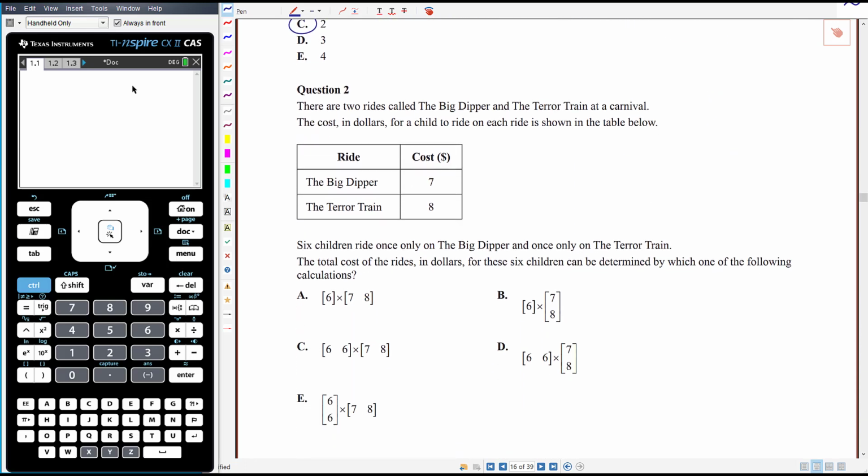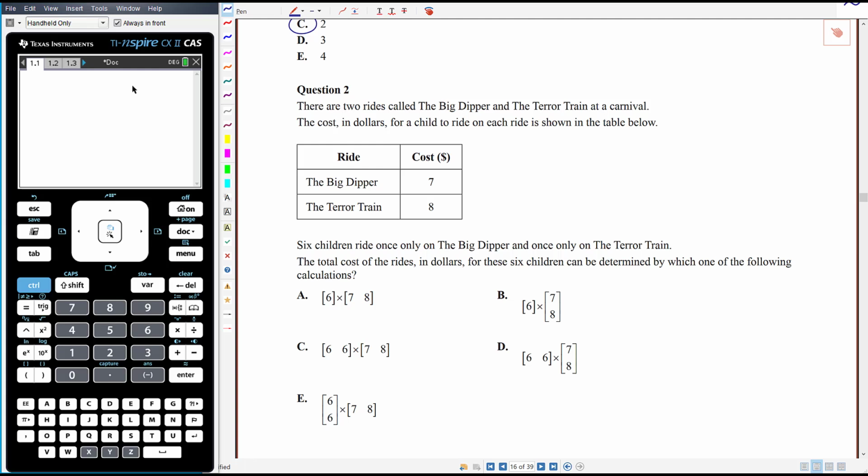Question 2. There are 2 rides called the Big Dipper and the Terror Train at a carnival. The cost in dollars for a child to ride on each ride is shown in the table below. 6 children rode once only on the Big Dipper and once only on the Terror Train. The total cost of the rides in dollars for these 6 children can be determined by which of the following calculations? Okay, so often these problems can be solved by thinking about what does the answer need to be and then working back from there.